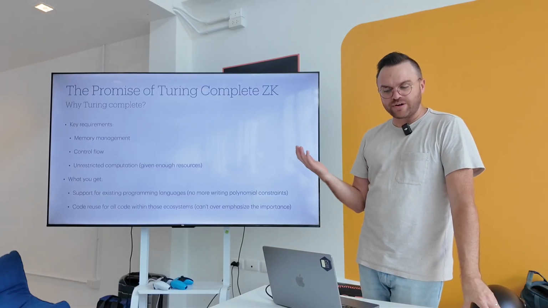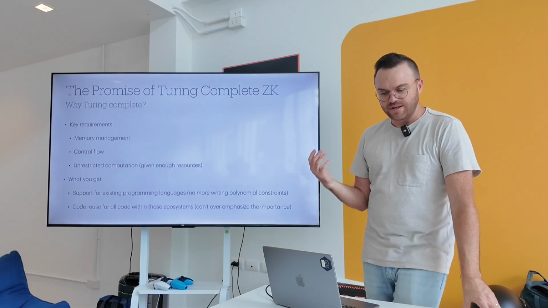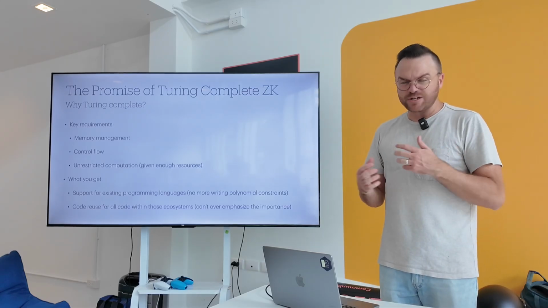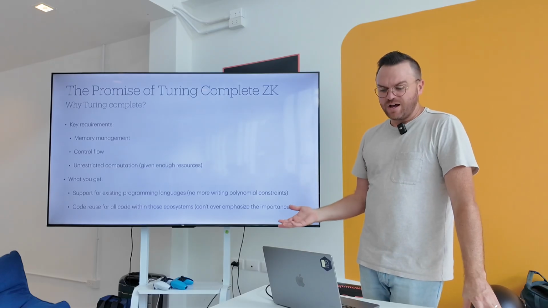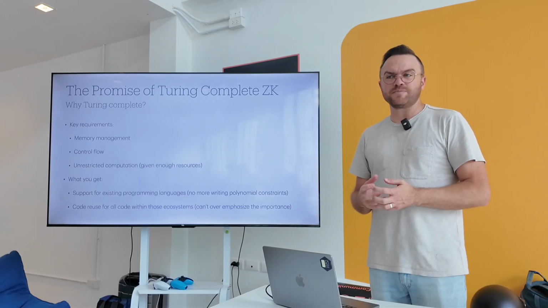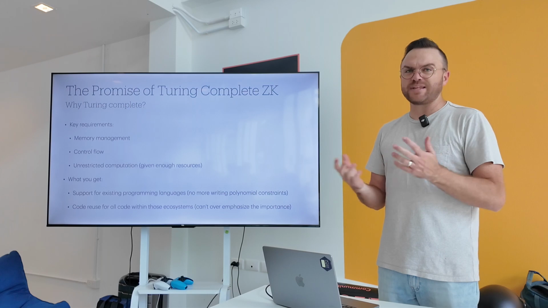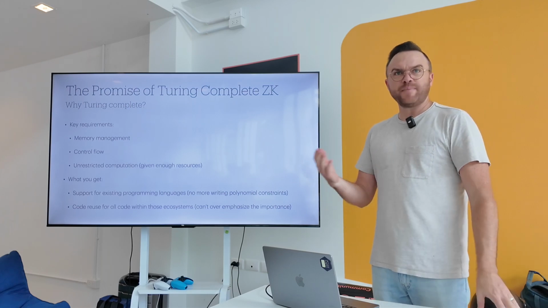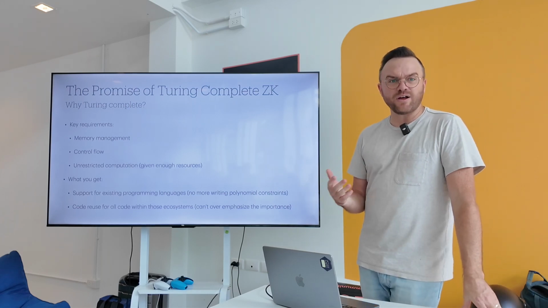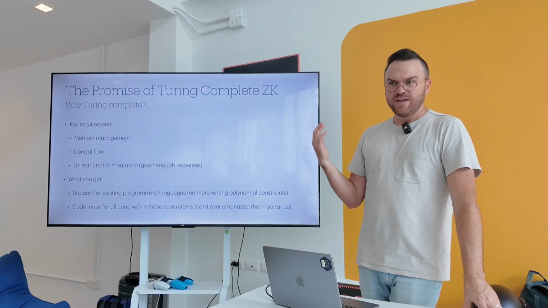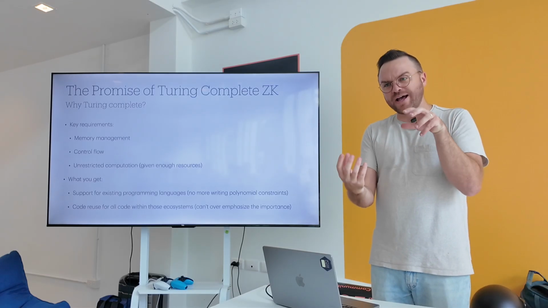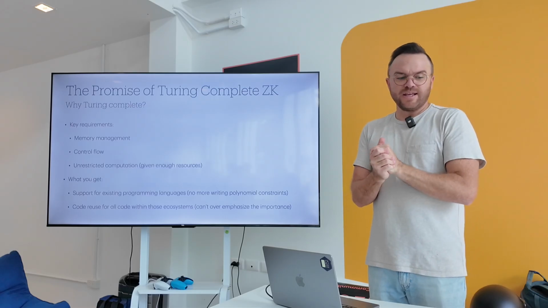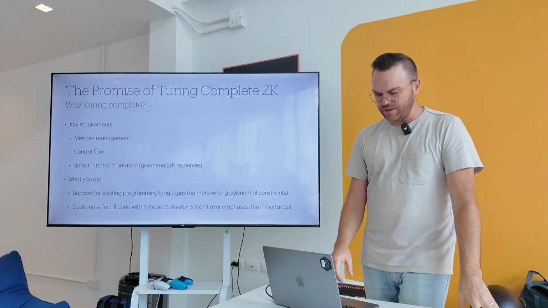And so to be Turing complete, there are at least a couple requirements. Number one, you need memory management. So some notion of memory, and the ability to manage it in ZK. You need control flow, and I'm talking about more than just if statements or regular expressions. Imagine the ability to write a while loop, for example, in ZK. Again, there are some hacks to create control flow, but it's very cumbersome, very difficult to work with.